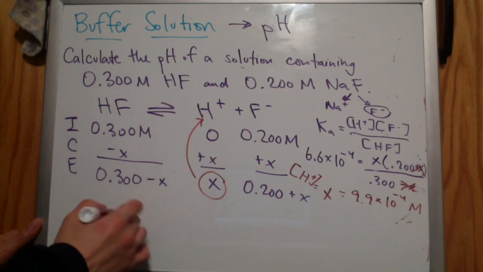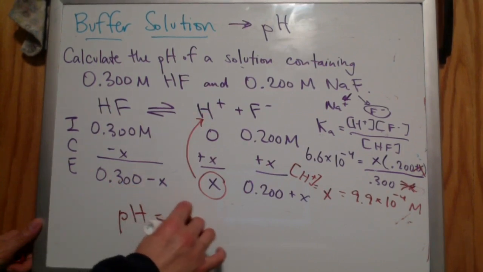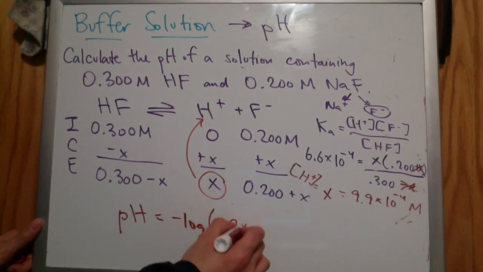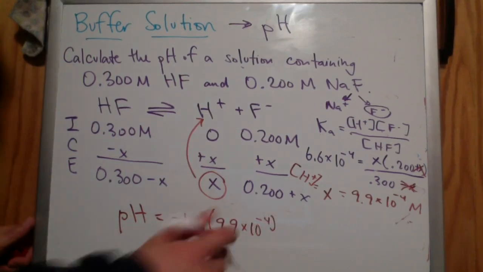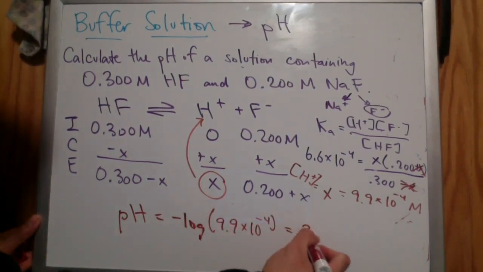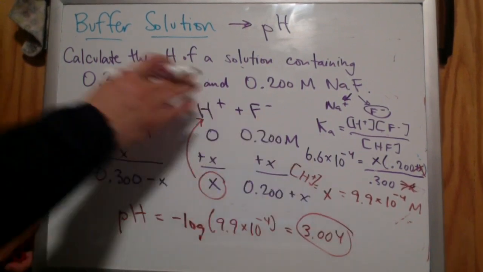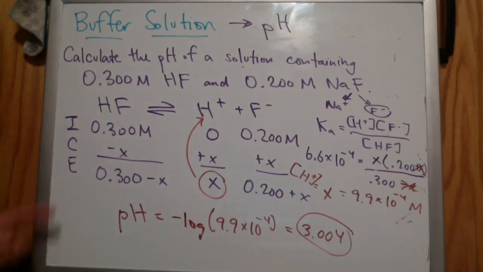Now the last move, just like we've done before, so pH would equal the negative log of the concentration of H plus. So pH would equal the negative log of 9.9 times 10 to the negative fourth. And then we happen to get 3.004. And then that would be the pH of this buffer solution.